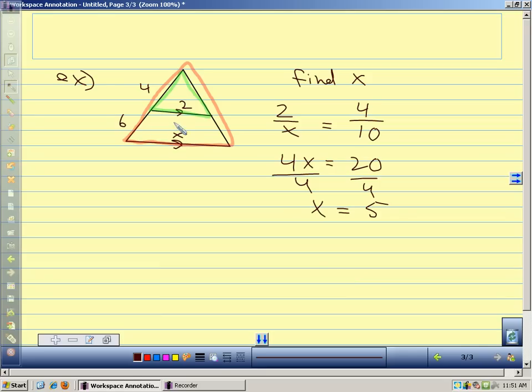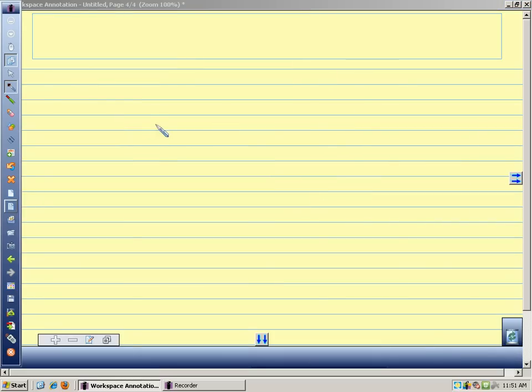So make sure you're comparing the same parts. Questions on that example? This particular type of problem tricks people often. So make sure you're keeping straight what parts you're setting up your proportions with. All right, let's talk about a corollary of the side-splitting theorem.